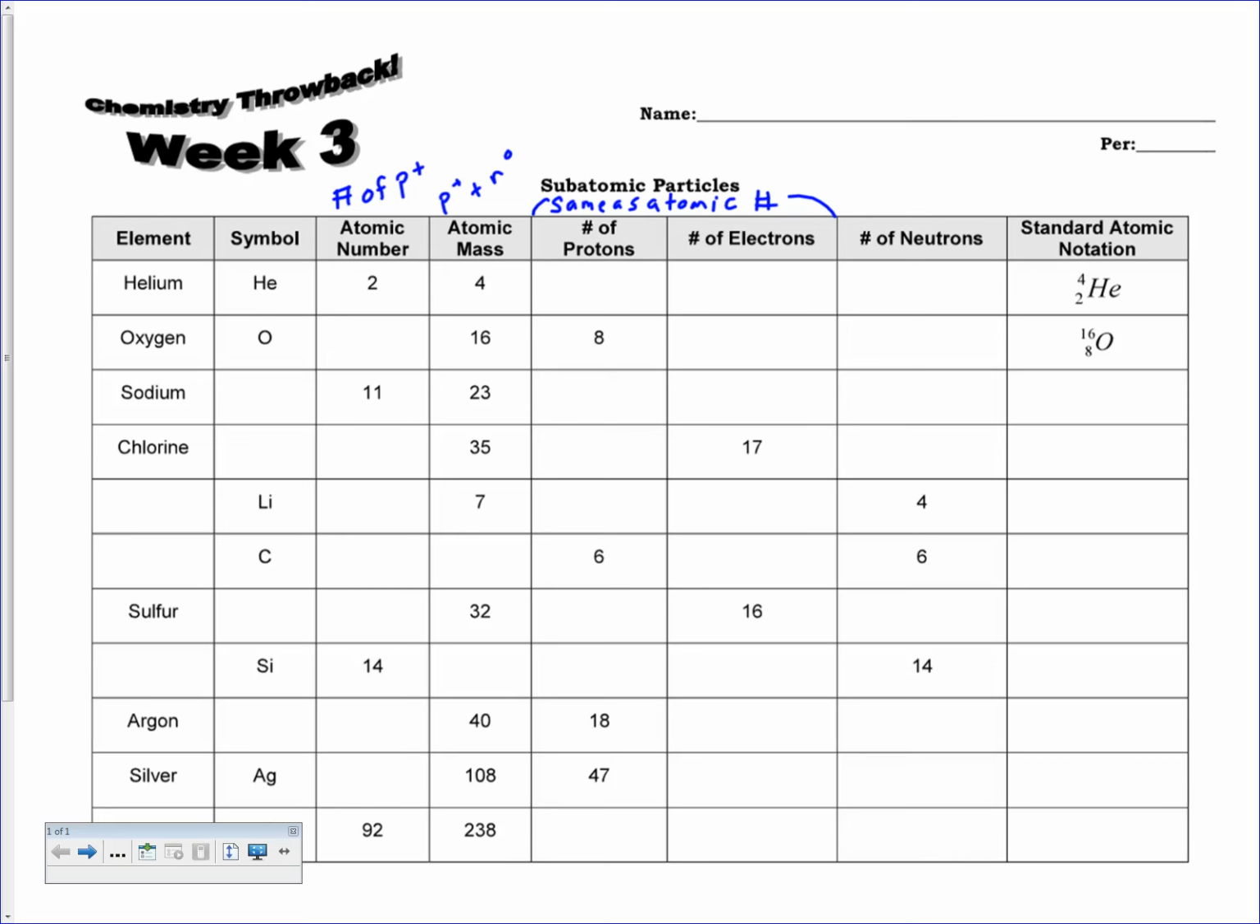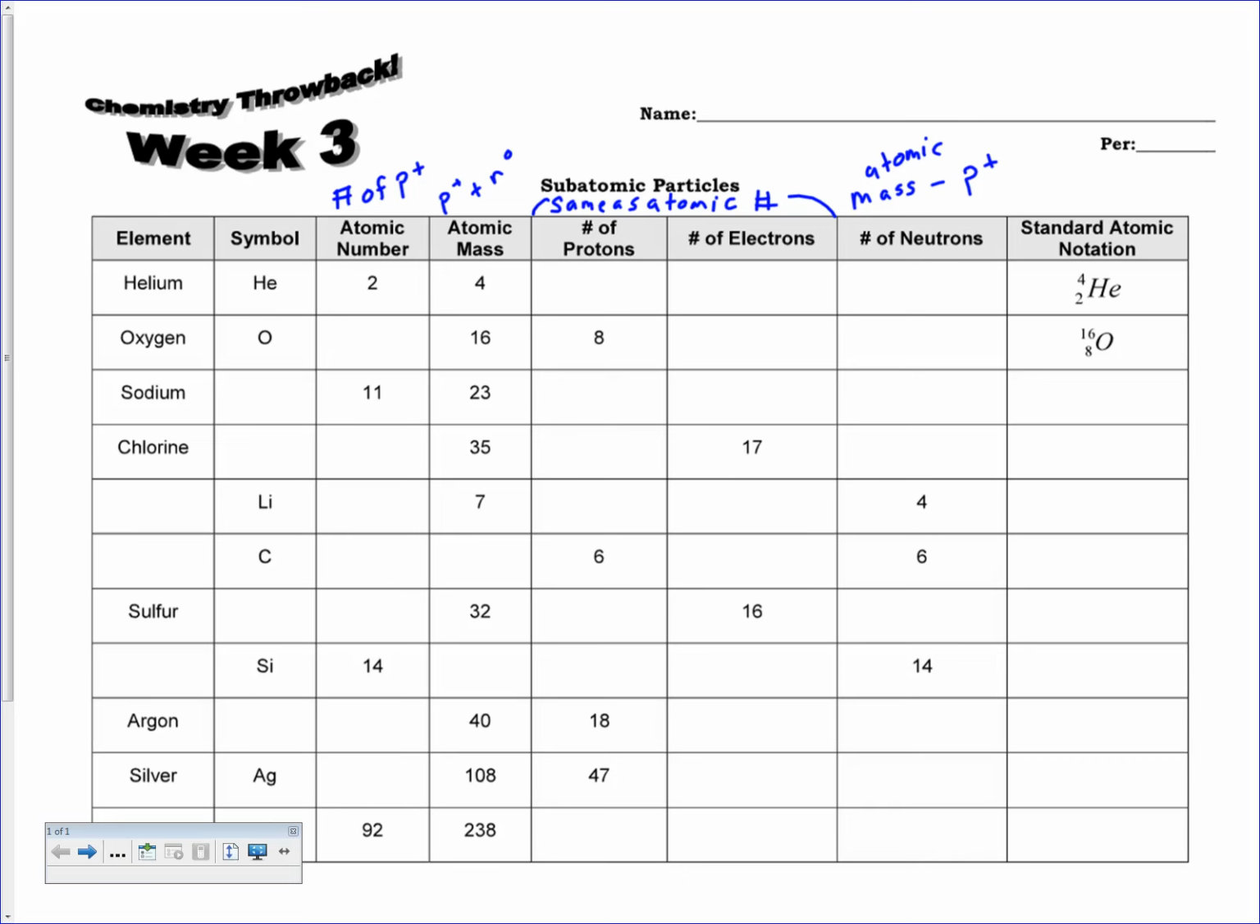Number of neutrons here, generally speaking, the way that you get this, if you don't have it, is you take the mass number, or the atomic mass, and you subtract the number of protons, okay? Because remember, protons and neutrons give you the atomic mass, so if you're looking for neutrons, you take the mass number minus the number of protons. Okay, and then the standard notation, we just have the chemical symbol, and then there are 2 numbers written off there to the left. The top number is the atomic mass. The bottom number is the atomic number, or the number of protons.